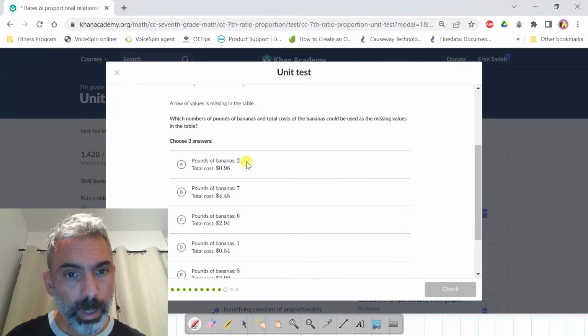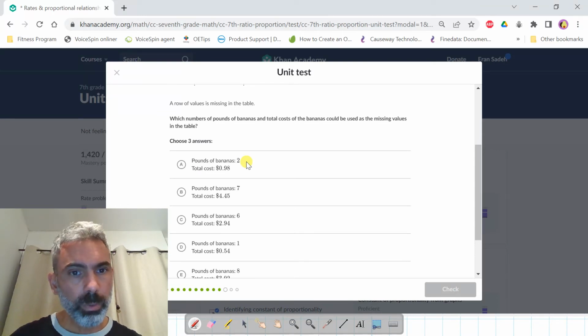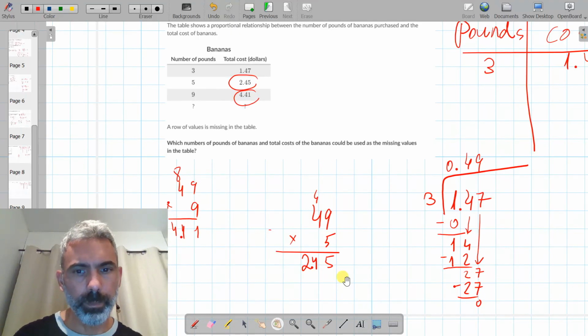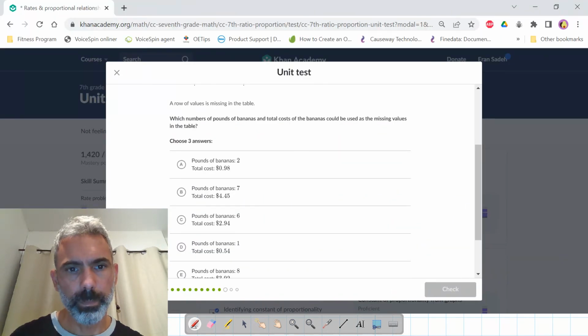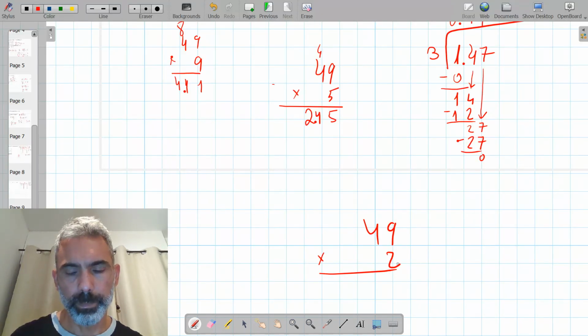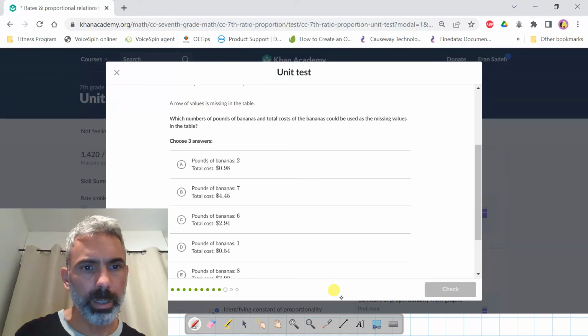So 2 pounds times 49 cents is 98. So A is good. 49 times 2. 2 times 9 is 18. 2 times 4 is 8, plus 1 is 9. So option A is correct.